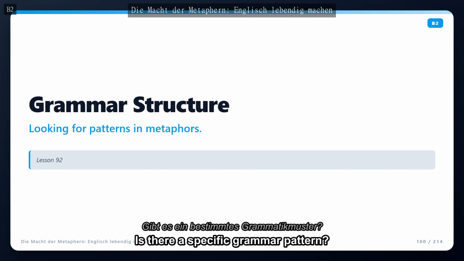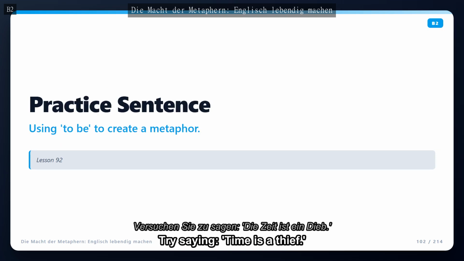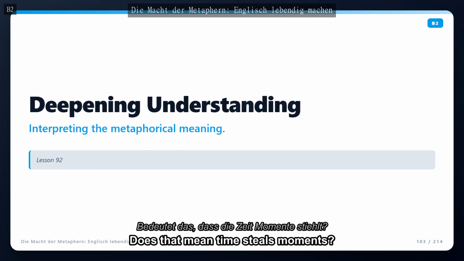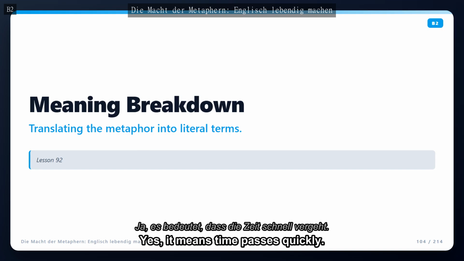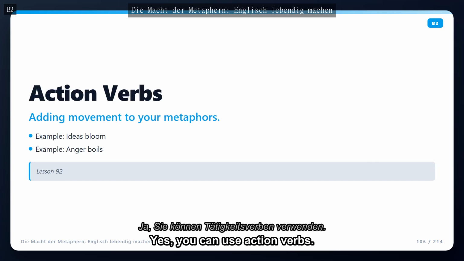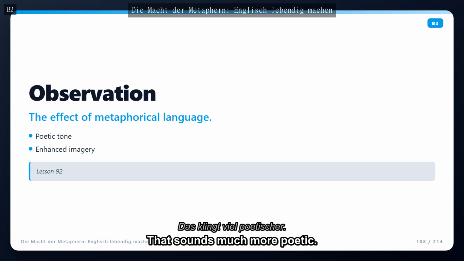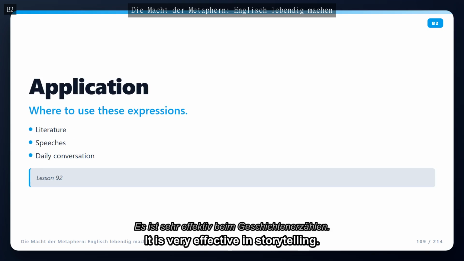Is there a specific grammar pattern? We often use the verb to be. Try saying, time is a thief. Does that mean time steals moments? Yes, it means time passes quickly. Can we use other verbs too? Yes, you can use action verbs. Look at her ideas bloomed beautifully. That sounds much more poetic. It is very effective in storytelling.